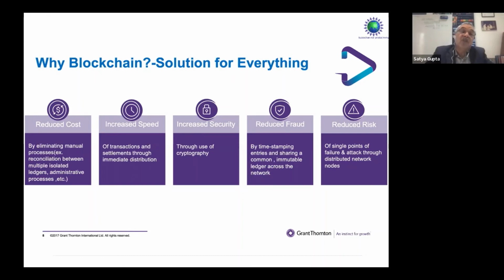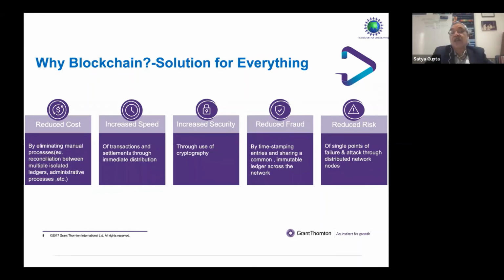So if you want to reduce the cost, yes, it eliminates manual processes, reconciliation between multiple isolated ledgers, administrative processes. So cost reduction, I showed you by those dots, 50% cost reduction is guaranteed. Increased speed, because there is no middleman in between. So transactions and settlements through immediate distribution, no middleman. Then increased security, and the cryptography encryption brings the security. Reduced fraud. In blockchain, no fraud can happen because there is transparency, time stamping, immutability. So no fraud can happen.